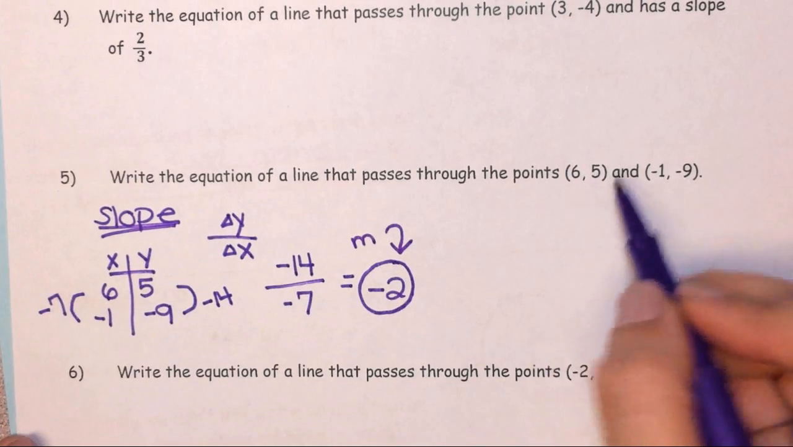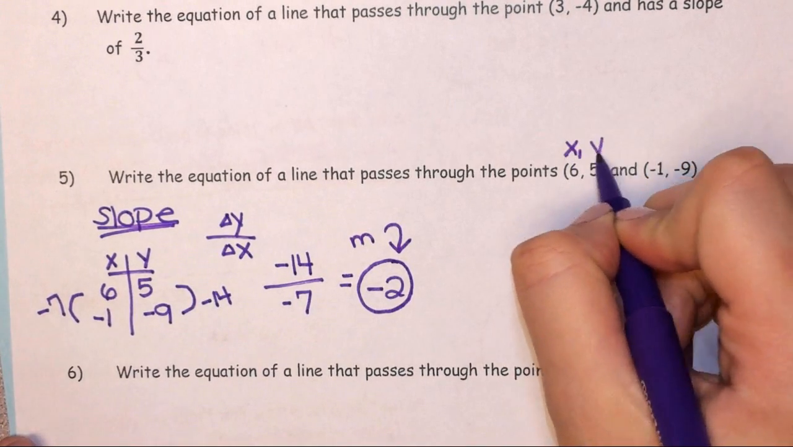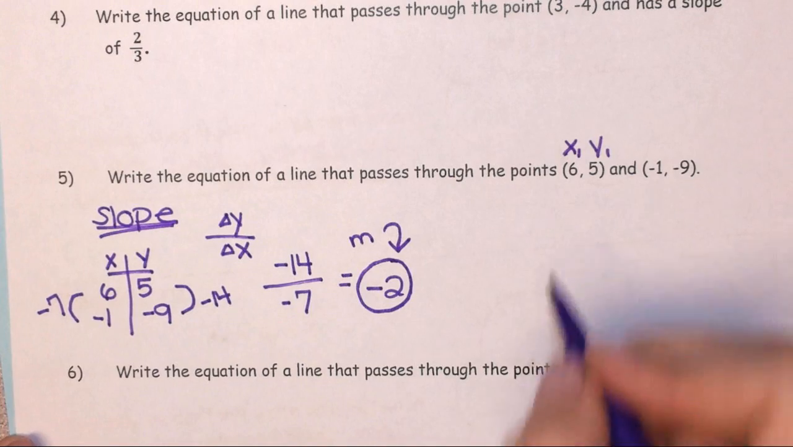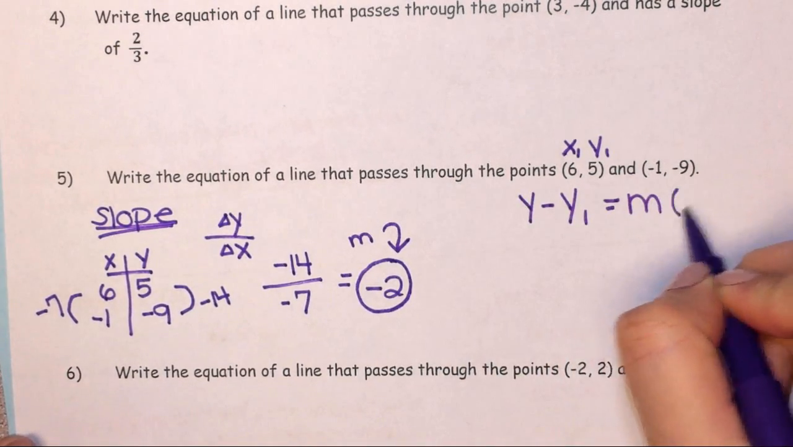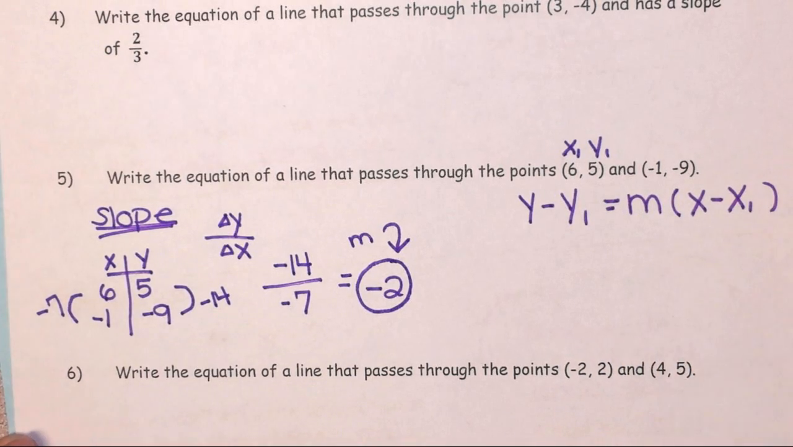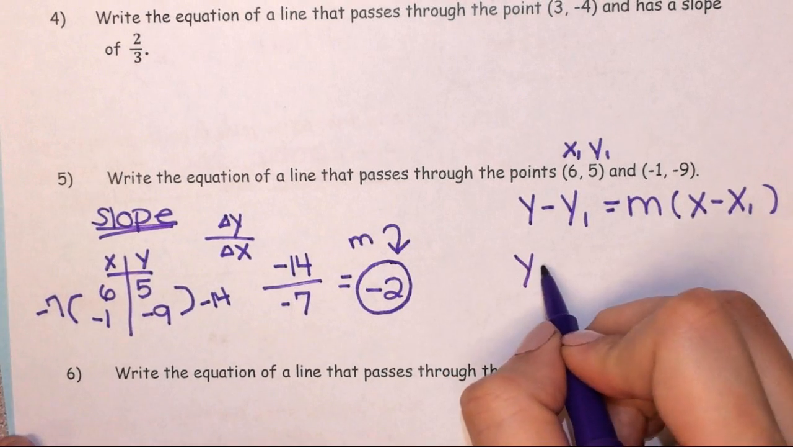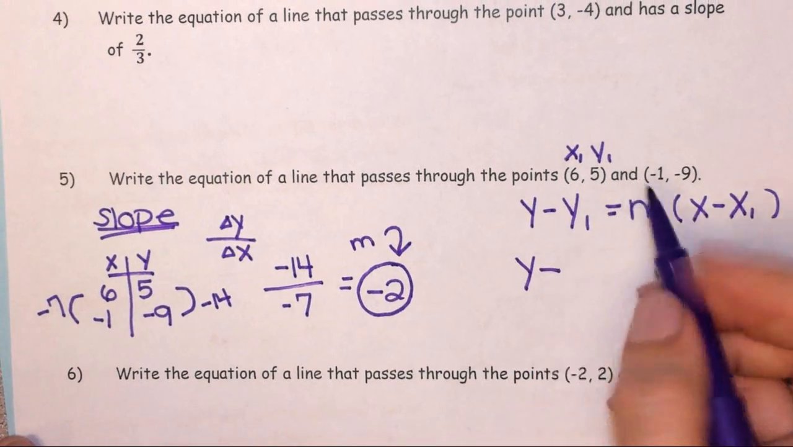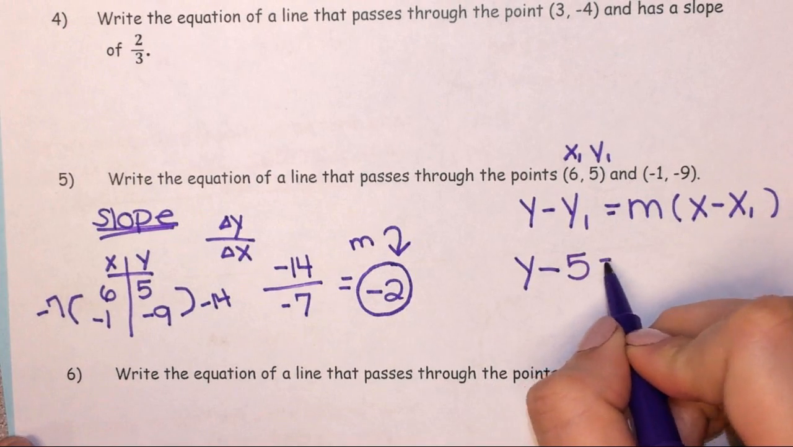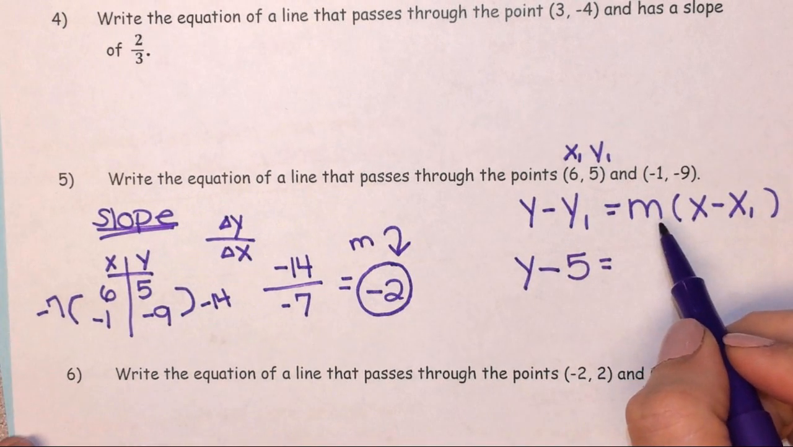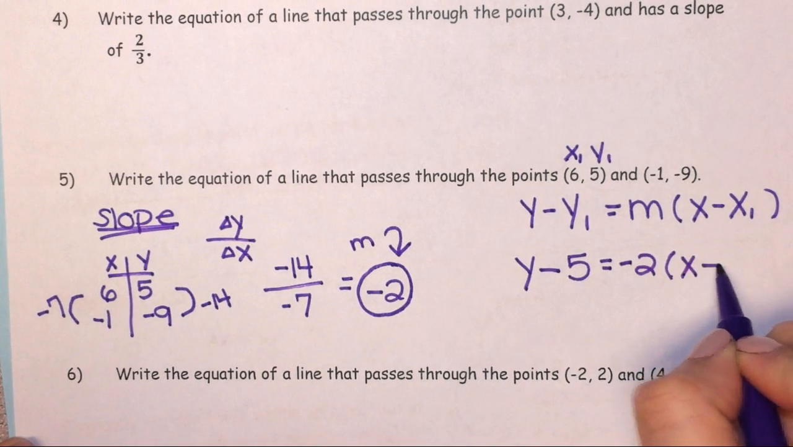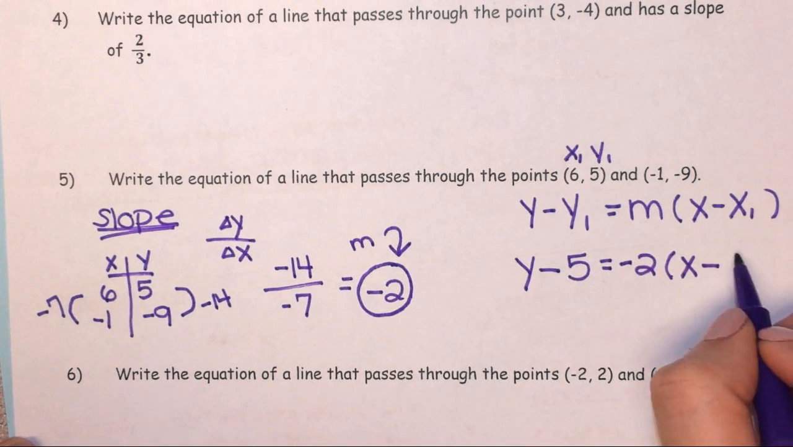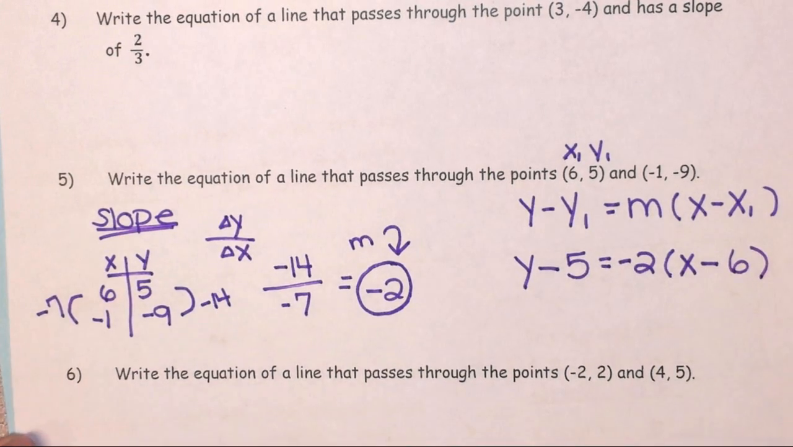Here's a point. I like positive numbers, so x1, y1. I'm using my formula, y minus y1 equals m times x minus x1. So plugging in, we've got y minus, what's my y1? 5 equals, what's my m? -2, parentheses x minus, what's my x1? 6. And that's it.